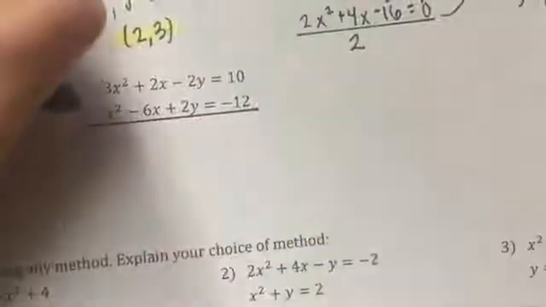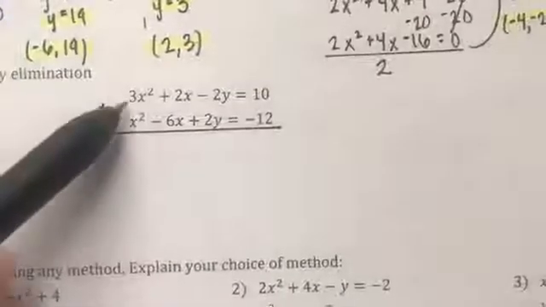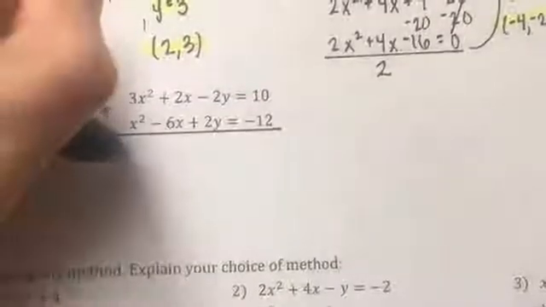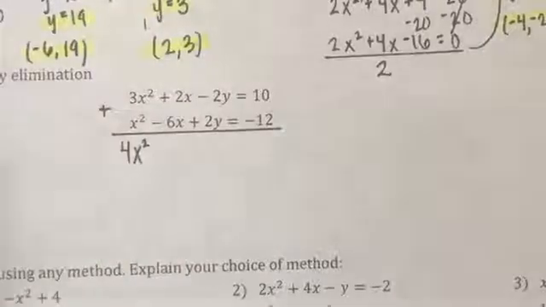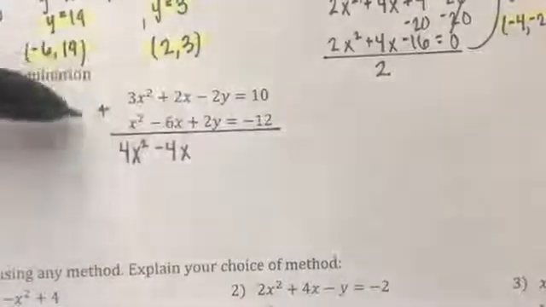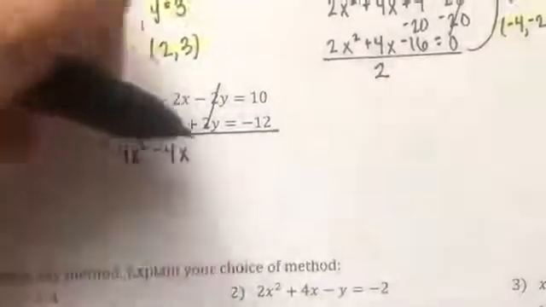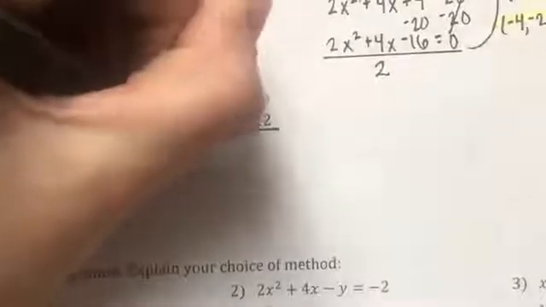So I can go ahead and add these two equations together. 3x squared and x squared, if I add those I get 4x squared. 2x and negative 6x, I add those, I get negative 4x. And then negative 2y plus positive 2y, those cancel out, which is what we were trying to do. And then 10 plus negative 12 is negative 2.